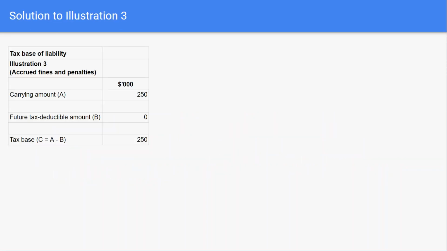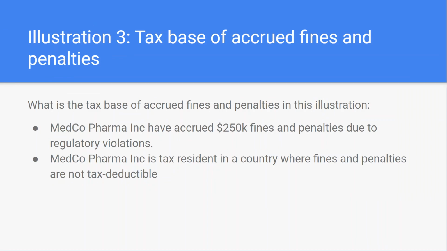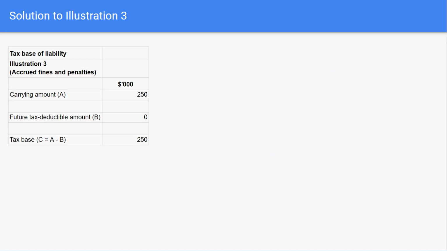Again, the current amount is still $250,000 in this case. And the way to determine the tax base is to say the tax base is your current amount minus any future tax deductible amount. So we know the current amount is $250,000. How much is going to be deductible in future? Nothing. Because if we go back to the scenario, the second bullet point says this company is in the country where fines and penalties are not deductible. So whether it's just a provision or it has been paid, it will never be deductible. So in future, nothing will be deductible, and so the future deductible amount is 0. And so your tax base is 250 minus 0, and you have a tax base of 250,000.